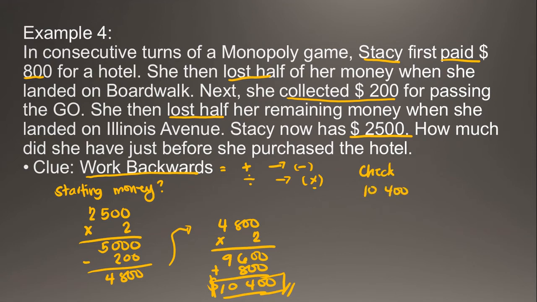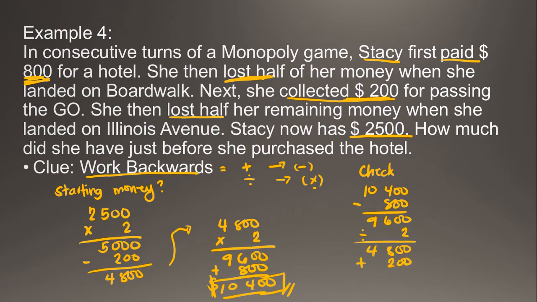Okay? So, to check, class, atong gamiton ang $10,400 nga atong na-solve kung makakuha ba gyud siya ug $2,500 at the end of the game. So, we have $10,400. So, ang una niyang gibuhat is nagpaid siya og $800. So, that is 10,400 minus 800 equals to 9,600. Sunod ana is na-loss ang half, so i-divide nato ang 9,600 by 2. The answer is 4,800.